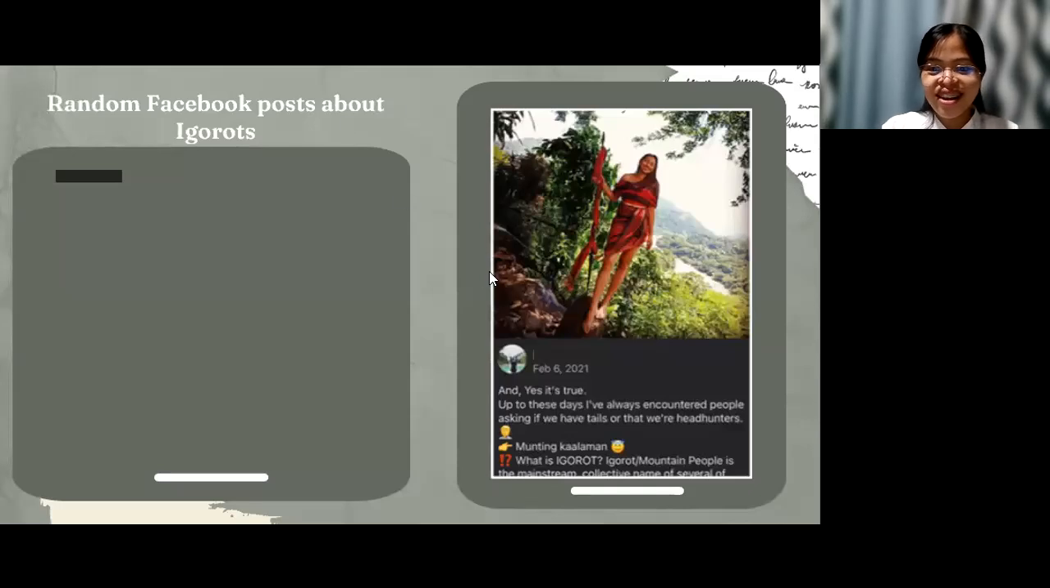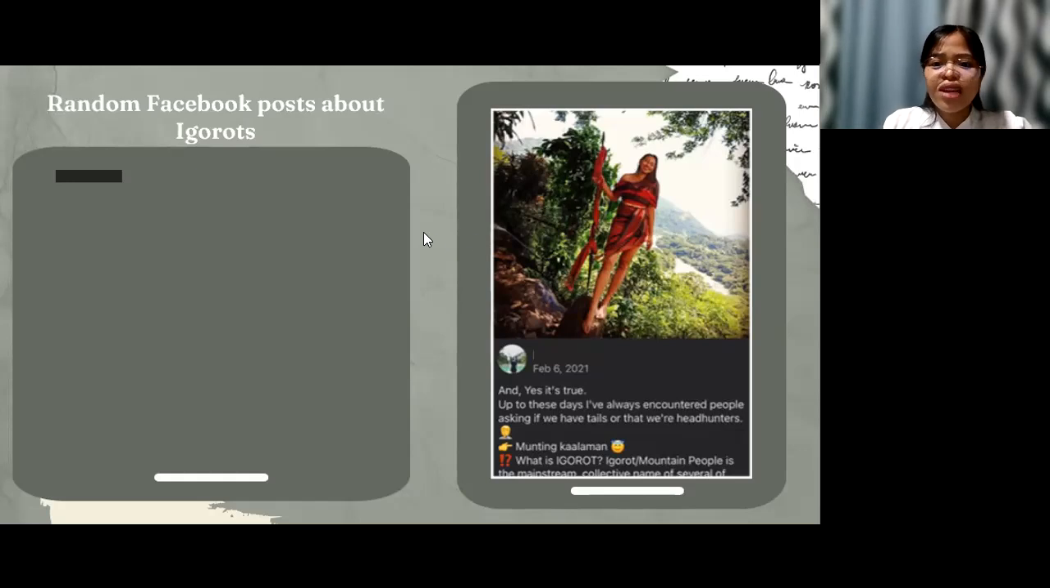So here, this is a girl and she's basically an Igorot. Do you see her? It was posted last February 6, 2021. And yes, it's true. Up to these days, I've always encountered people asking if we have tails or that we were headhunters. As you can see, she has no curly hair. And look at her skin complexion. I think she has a fair skin complexion.